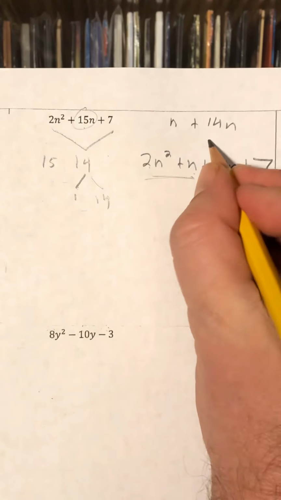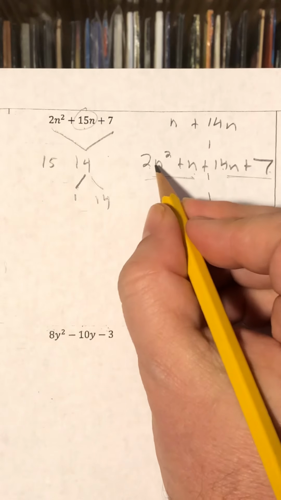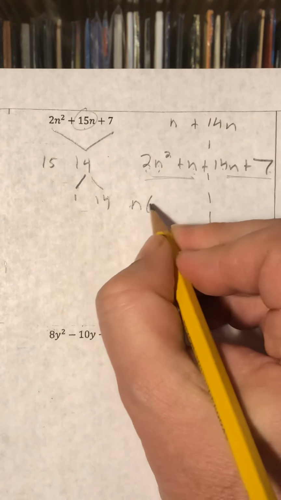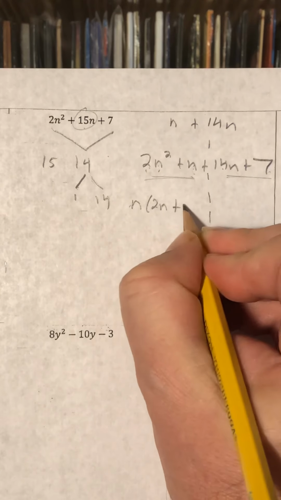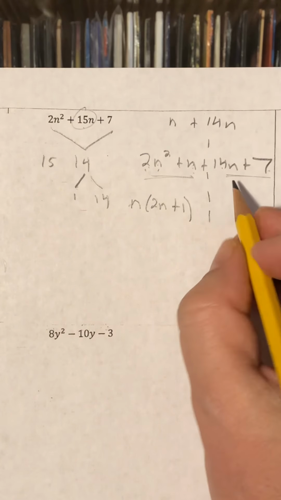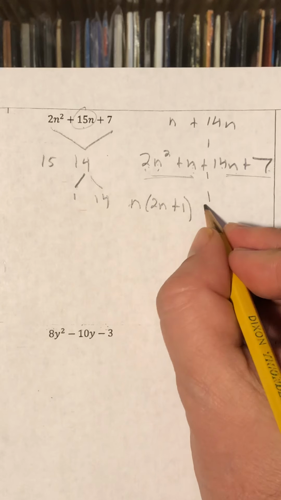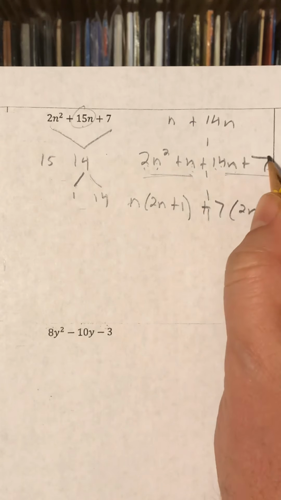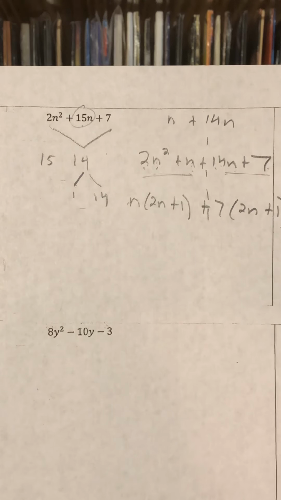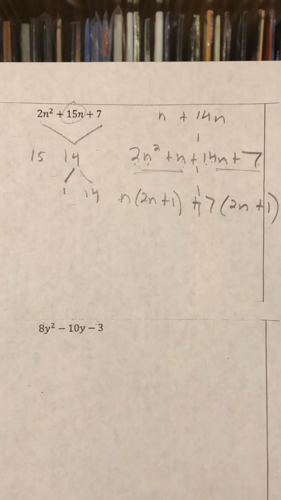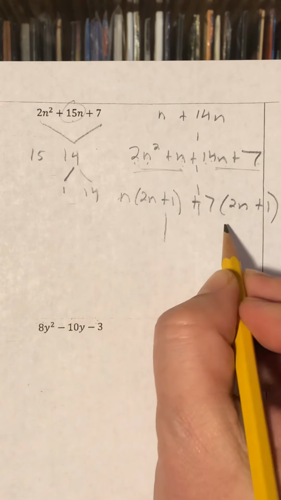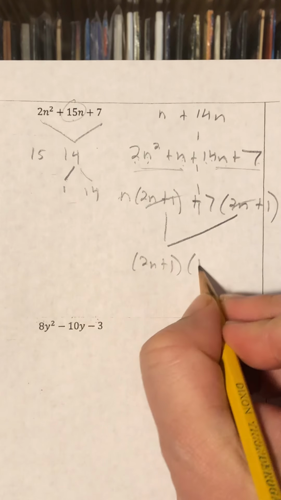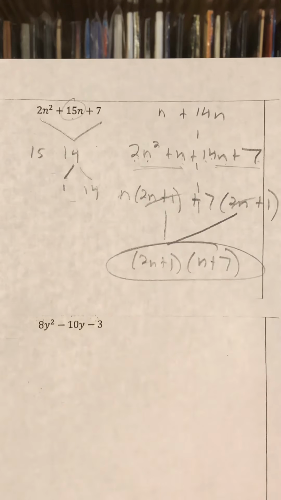Okay? So I'm going to go ahead and split it down the middle. The greatest common factor of 2n squared and n is just n. 2n squared divided by n is 2n. N divided by n is plus 1. And then over here, the greatest common factor of 14n and 7 is 7, so plus 7. 14n divided by 7 is 2n. 7 divided by 7 is 1. And now I can look and see if I have common factors to take out of both sides, and I do. I can take the 2n plus 1 out of both sides. So I've got 2n plus 1, and once I take that out, I'm left with n plus 7. So that's how you would factor that.